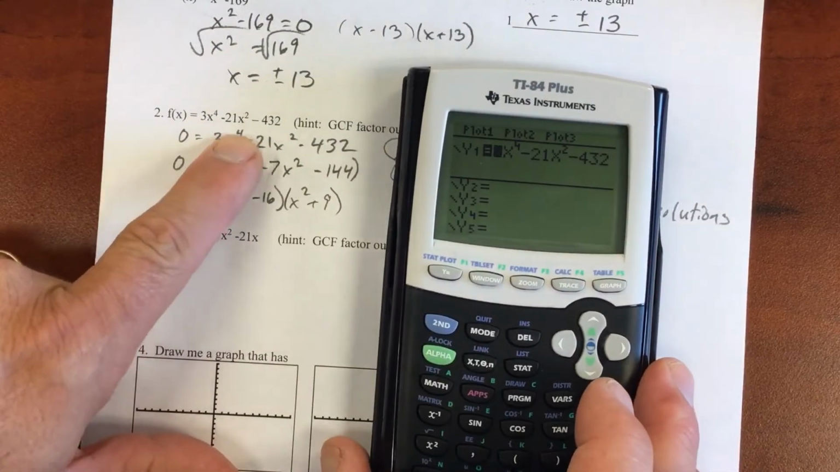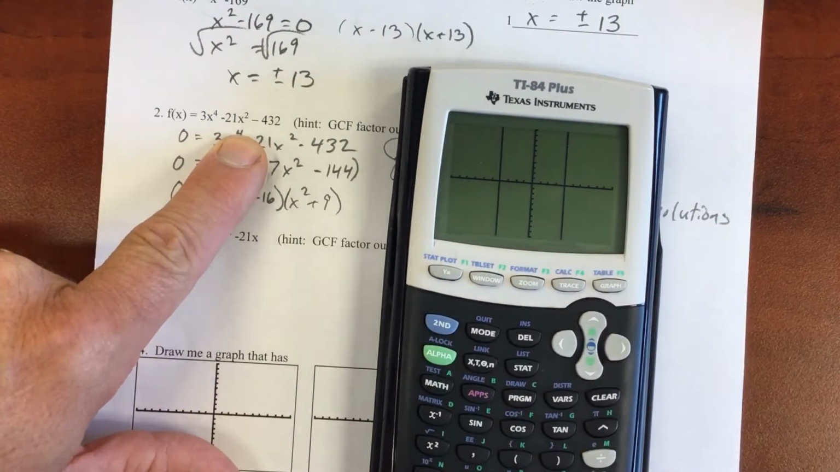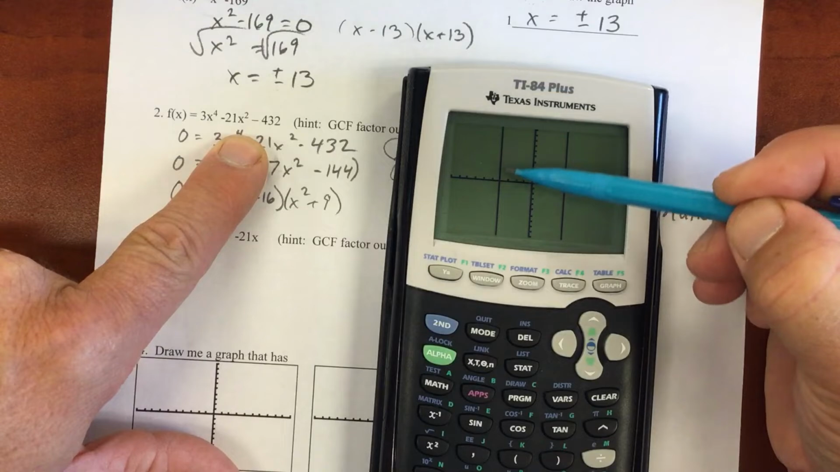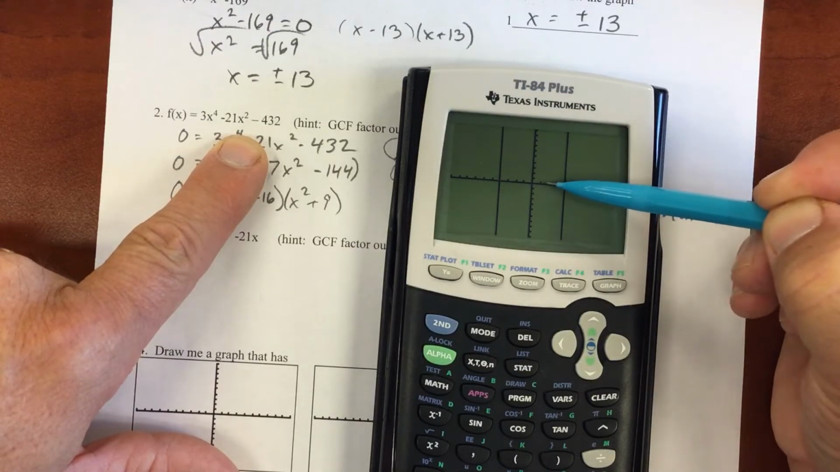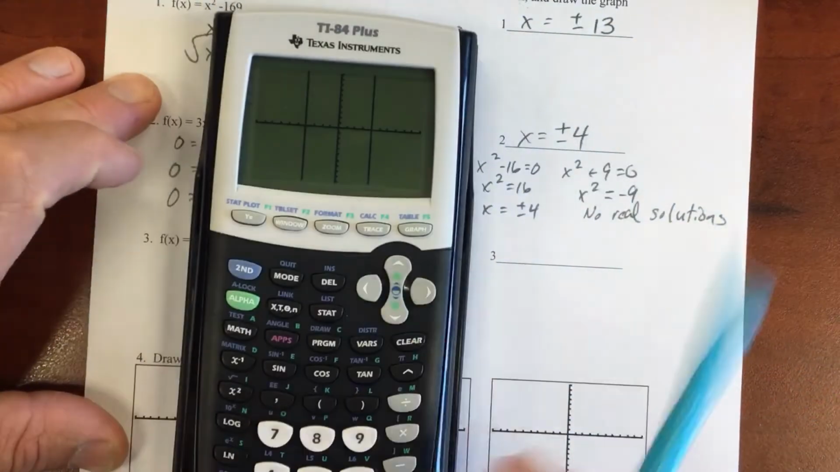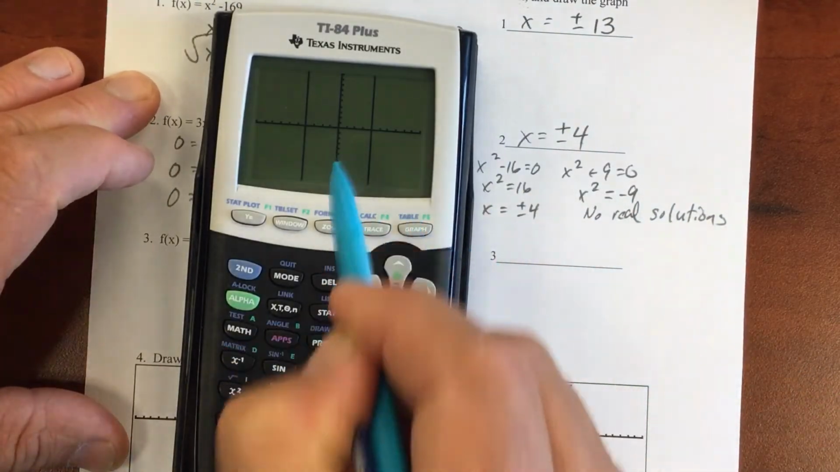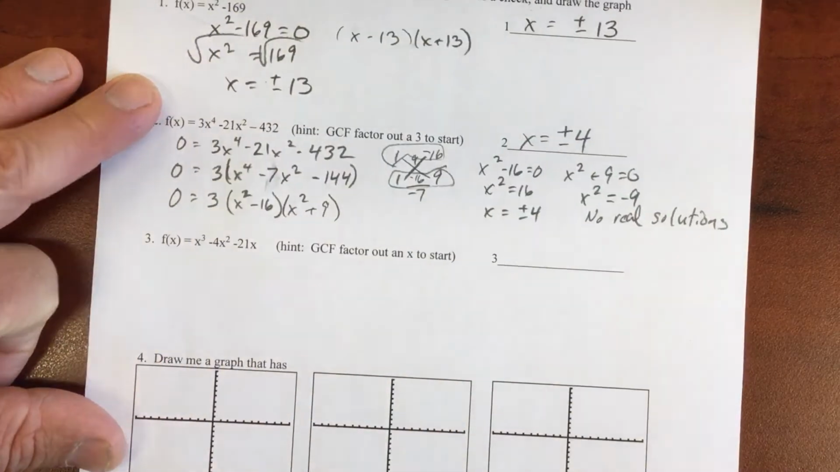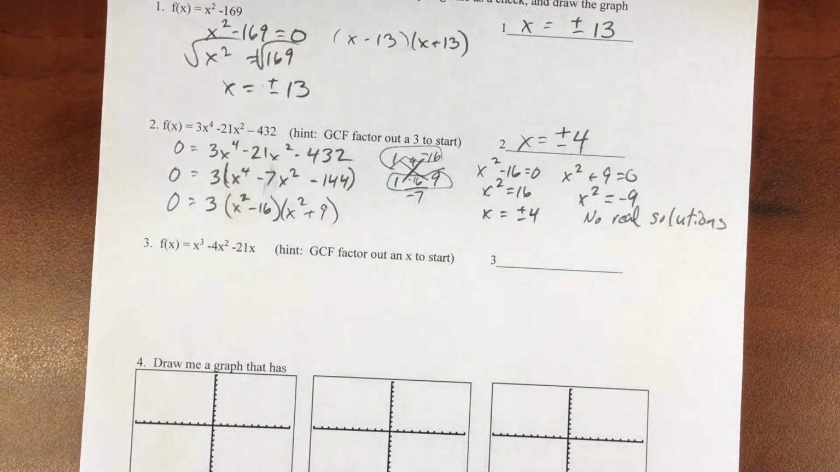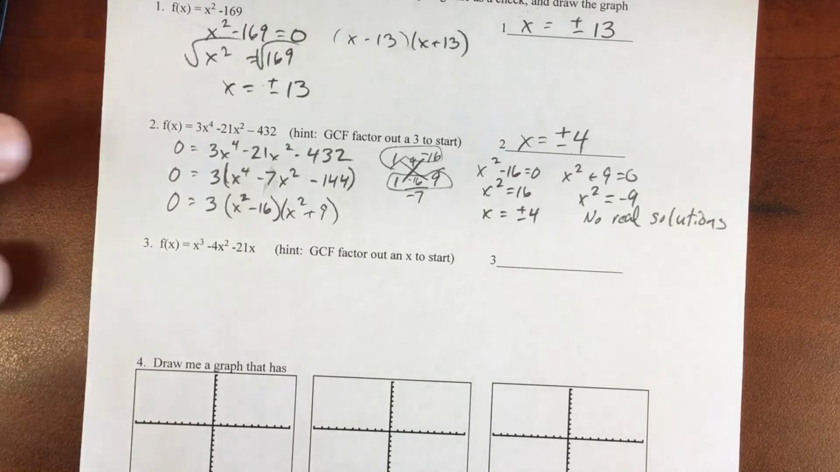Same equation. Hit the graph button. It comes down here, it clips the axes at -4, it clips the axes at +4. These don't exist on that graph, so there's my two real solutions, plus or minus 4. All right, next one.